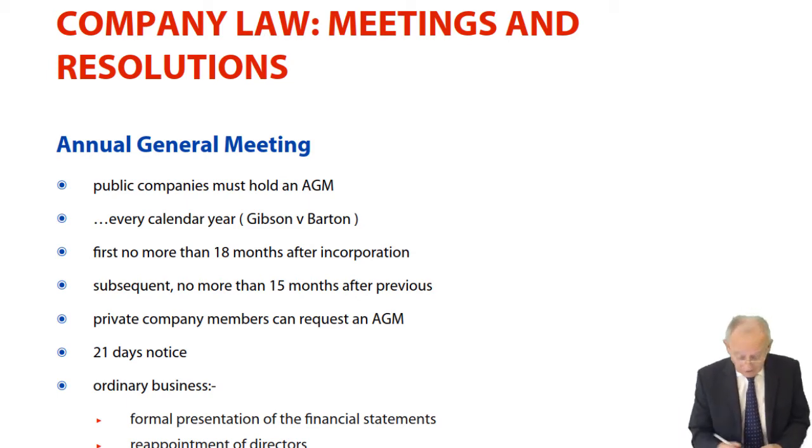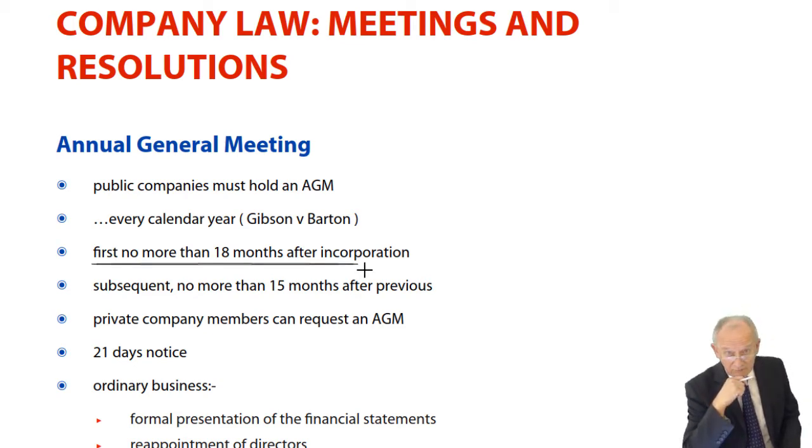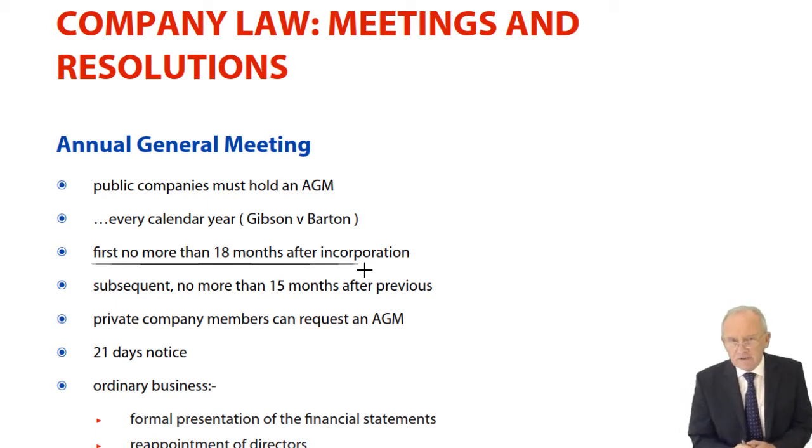But then the rules go on, because it also says the first is no more than 18 months after incorporation. That is not strictly so. It actually says in the Act that the first shall be held no more than 6 months after the first accounting reference date. Now, these notes have suggested that the first accounting reference date will be 12 months, and therefore the first annual general meeting will be within 18 months of incorporation. But as I say, strictly, that's not true. Doesn't matter for our purpose, it's unlikely that that little twist is going to be asked within an exam. Well, that's when the first one shall be held. What about others? Well, subsequent ones shall be held no more than 15 months after the previous one was held.